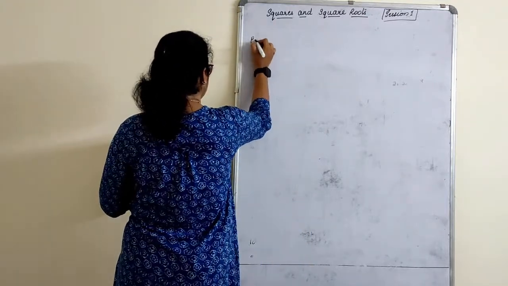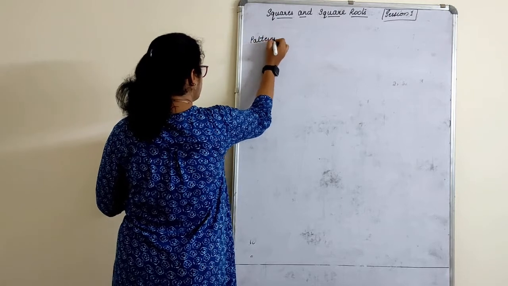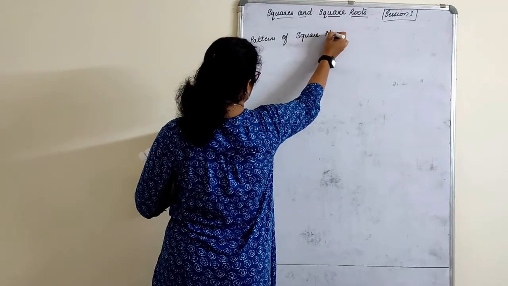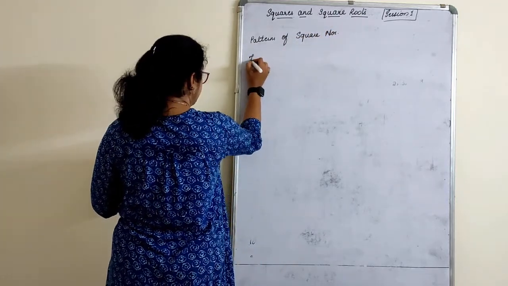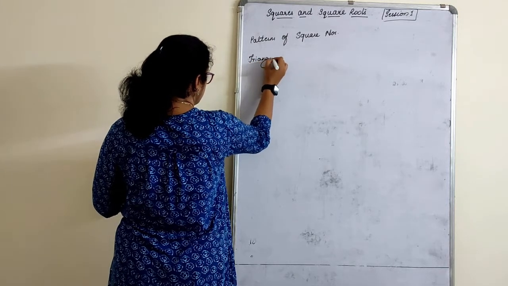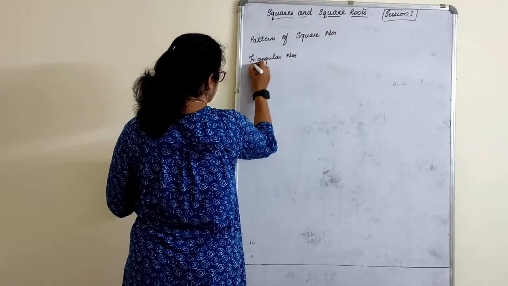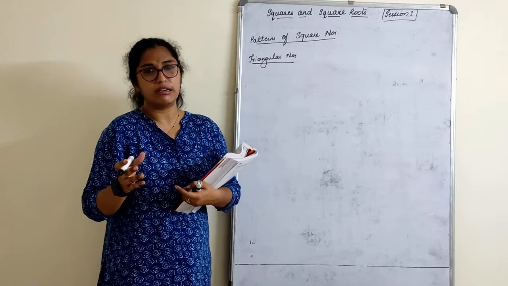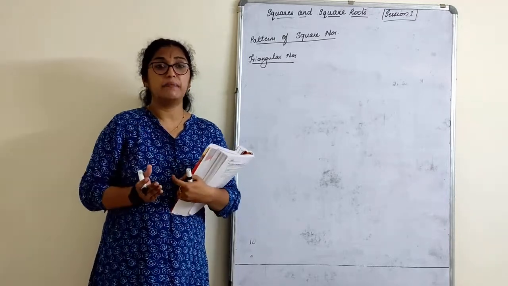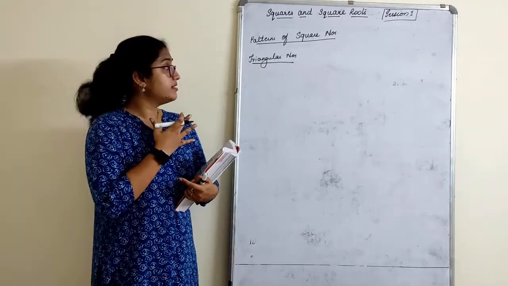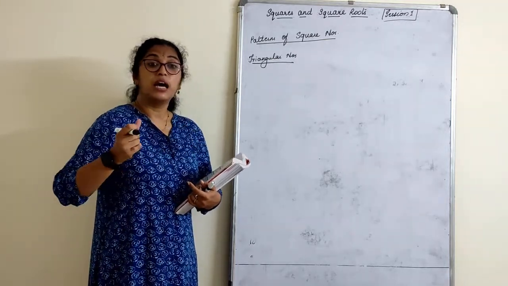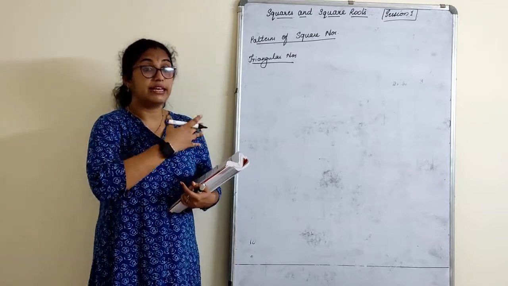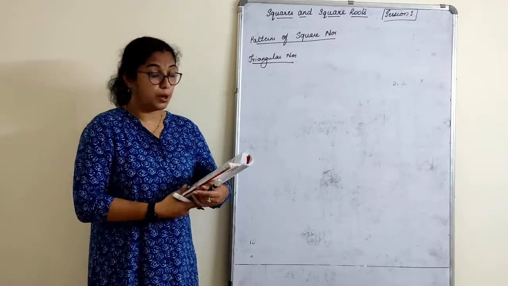Patterns of square numbers. Triangular numbers I will write here. We have many patterns, like consecutive numbers, consecutive odd numbers, consecutive even numbers, and the Pythagorean triplet pattern. But here we will only understand the pattern of triangular numbers. About consecutive numbers, odd, even and Pythagorean type, we will do that once we start the exercise sums, and there we will understand the properties.